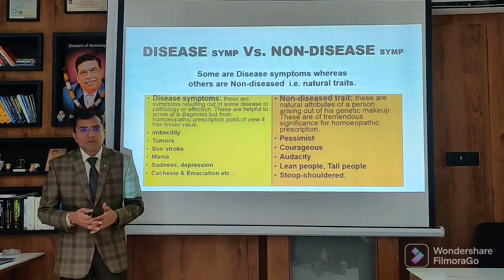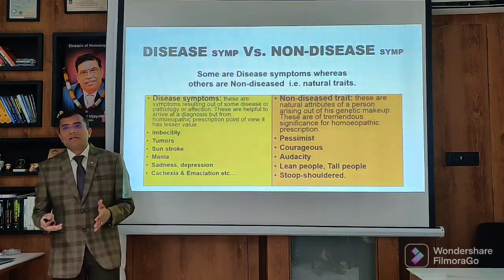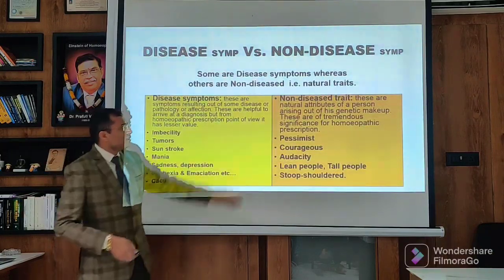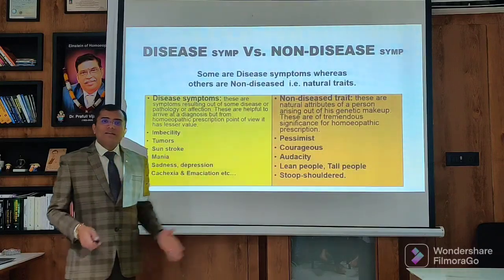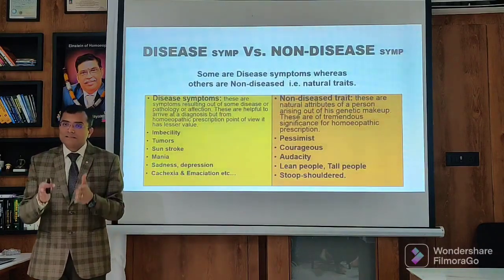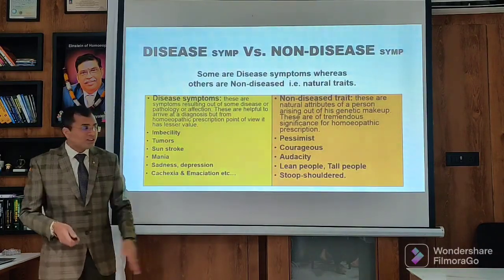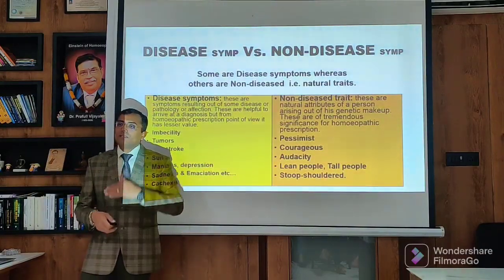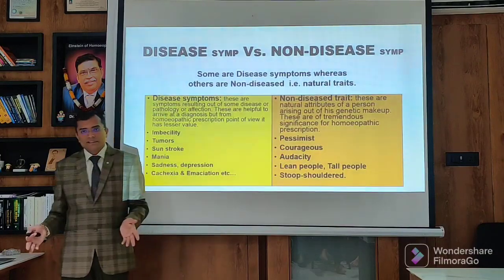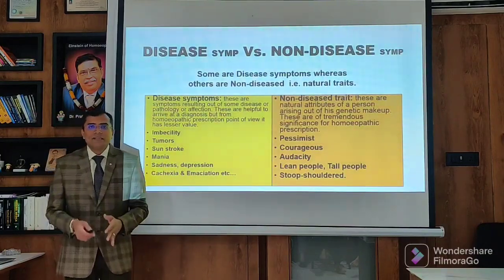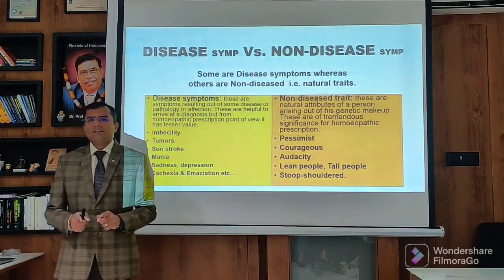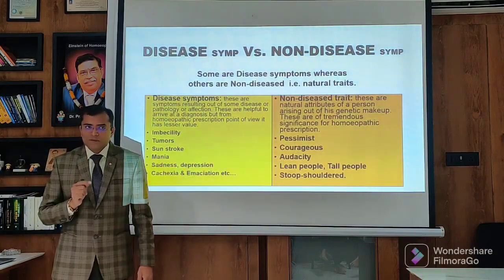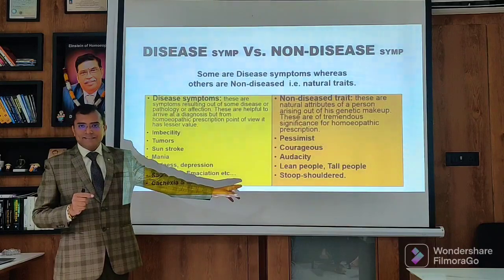What is the law of homeopathy? The law of homeopathy is to treat the man in disease, not the disease in man. So when you understand non-disease traits, we can understand the man in disease, or the man in sickness. That is the non-disease character. It can be either mental or physical. In the physical form we can say this child is very lean and thin. In the whole family, this is the only lean person. So this is their characteristic.